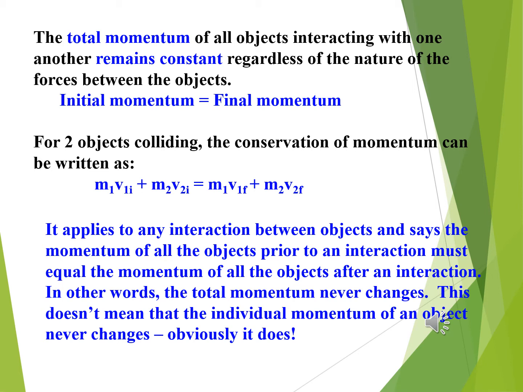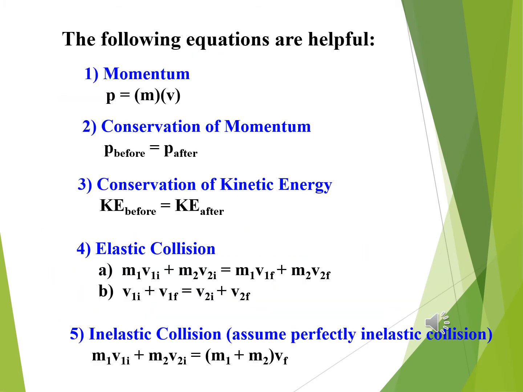It applies to any interaction between objects and says the momentum of all the objects prior to an interaction must equal the momentum of all the objects after an interaction. In other words, the total momentum never changes. This doesn't mean that the individual momentum of an object never changes. Obviously, it does. In solving problems involving momentum and collisions, the following equations are helpful.